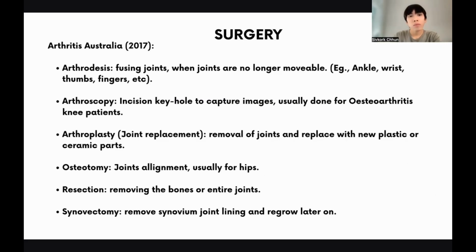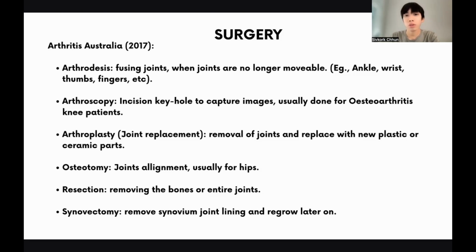Arthritis Australia informed that different types of surgeries for rheumatoid arthritis include arthrodesis. It's fusing a joint when the joint is no longer movable, for example the ankle, wrist, thumbs, fingers. And arthroscopy is another surgical procedure, like a keyhole incision to capture the image, usually done for osteoarthritis patients. And arthroplasty, or joint replacement, is to remove the joints and replace them with new plastic or ceramic parts.